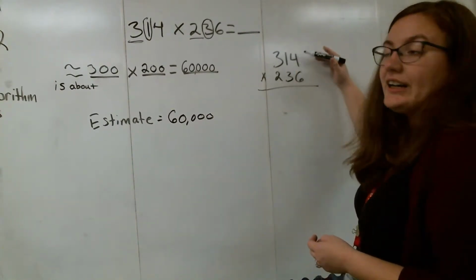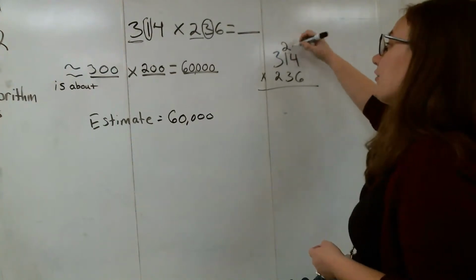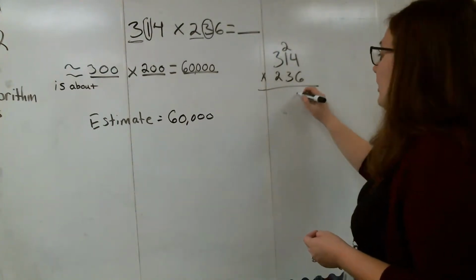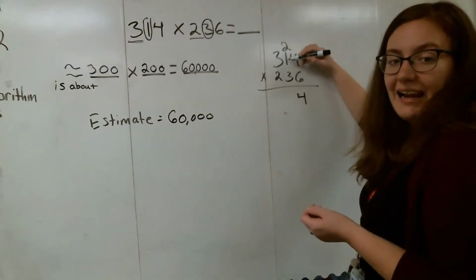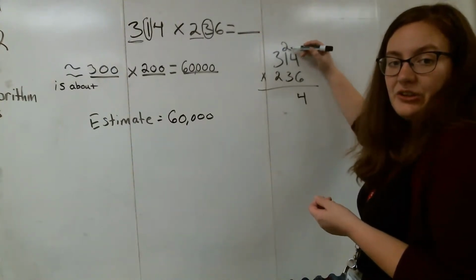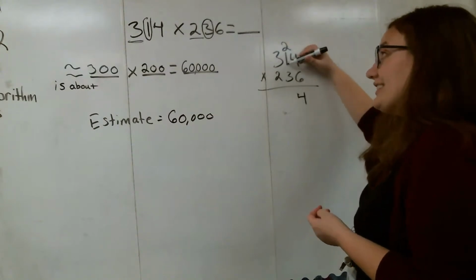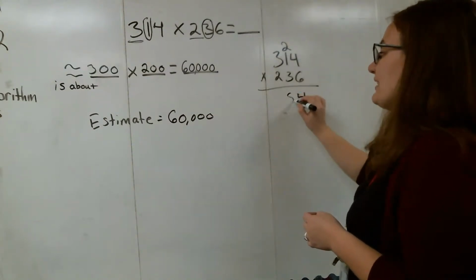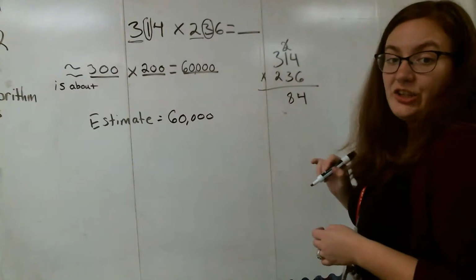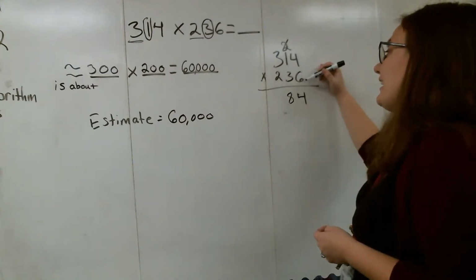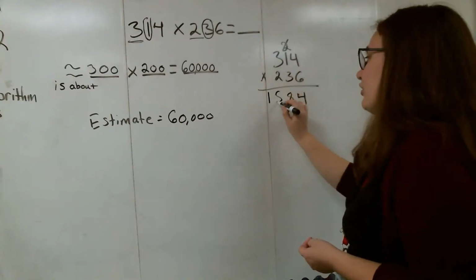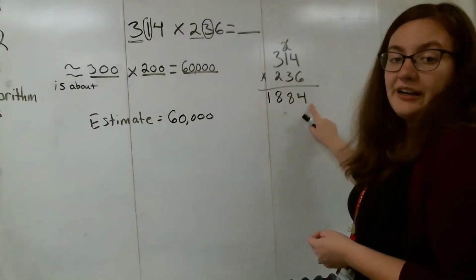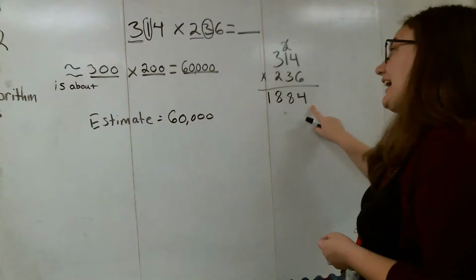6 times 4 is 24. I will regroup the 2 and leave the 4. Then I do 6 times 1, which is 6. Remember, I have to add this 2, so that is 6 times 1, which is 6, plus 2 is 8. I'm going to cross off that 2 because I used it. And then I do 6 times 3. 6 times 3 is 18, which gives me my first partial product of 1,884.